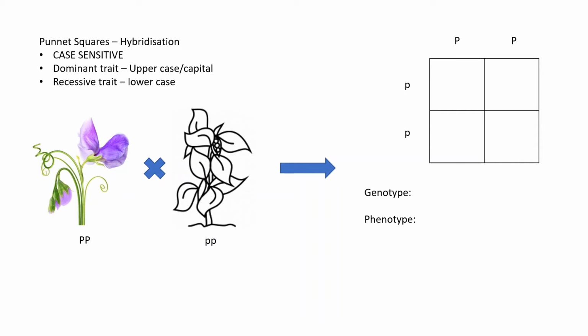We'll do the same thing. We're just going to multiply them with each other. So capital P times little p. What we're going to get is capital P, little p.